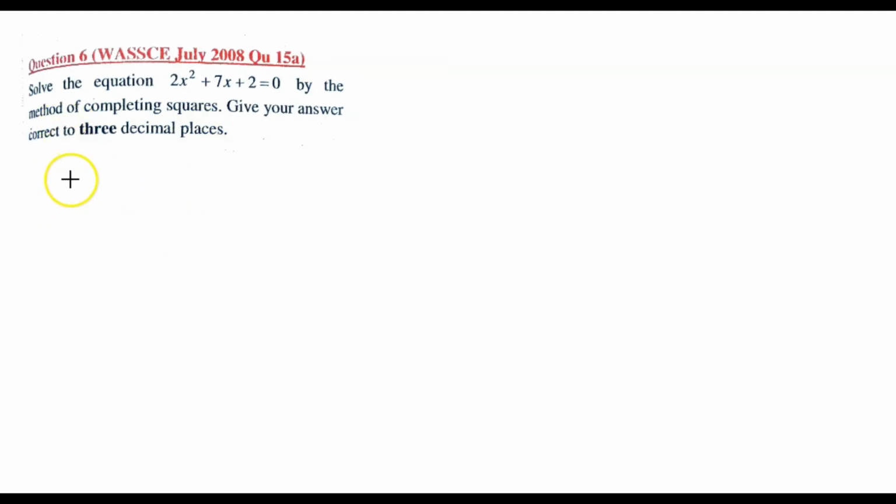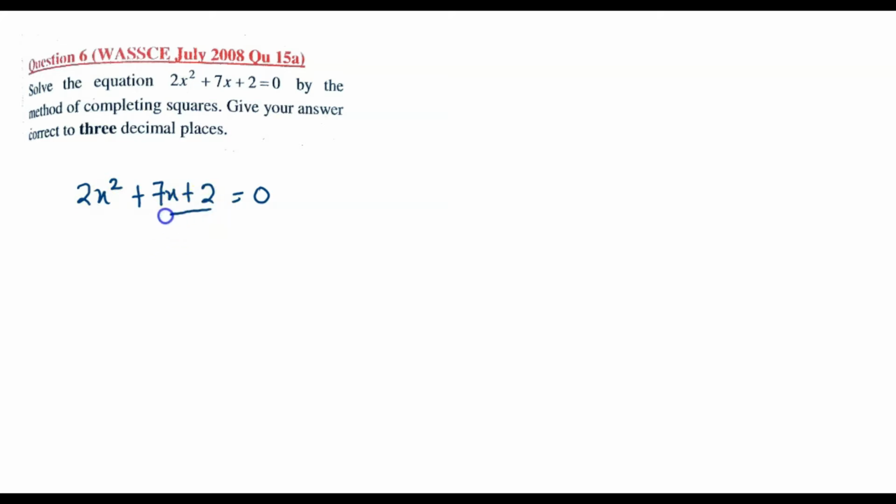Now, to solve a quadratic equation using the completing of squares method, you must see to it that the coefficient of x squared is always 1. Therefore, with our question given as 2x squared plus 7x plus 2 equal to 0, to make the coefficient of x squared 1, we must divide through by 2.